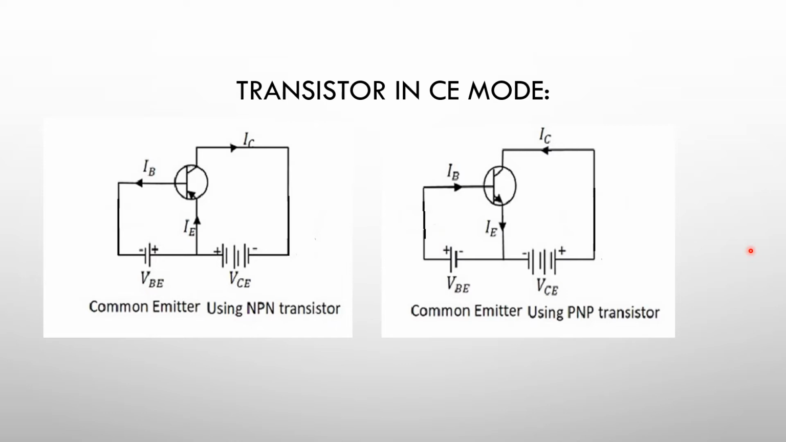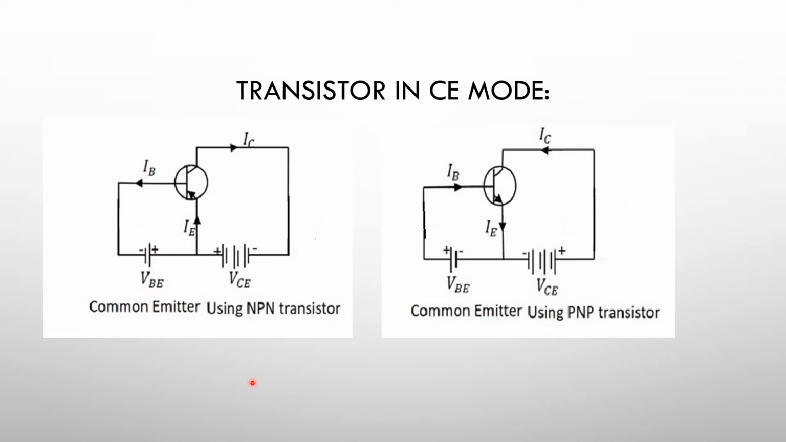Here the input signal is applied between emitter and base, and the supply voltage between base and emitter is denoted by VBE, while the supply voltage between collector and emitter is called VCE. Okay, here IB is the base current, IC is the collector current, and IE is the emitter current.